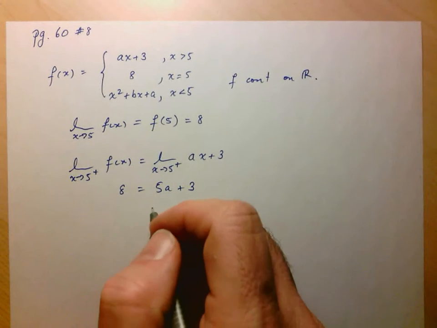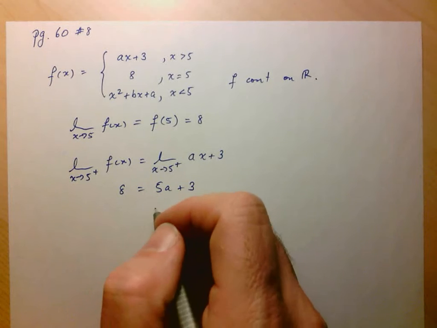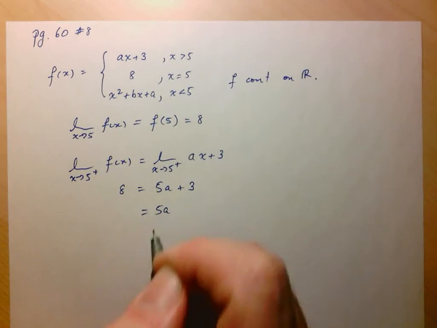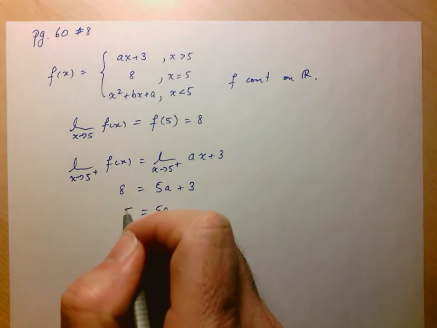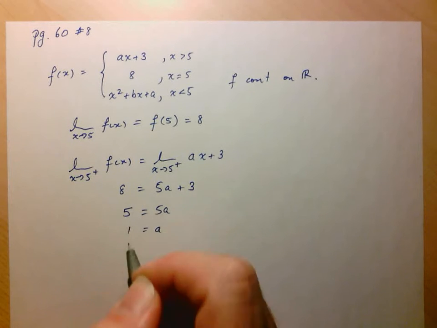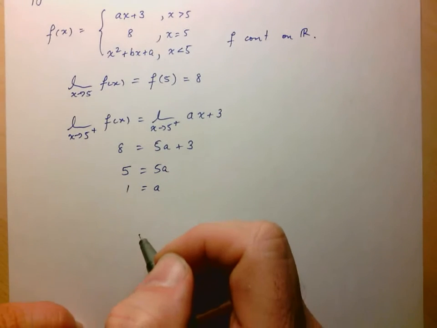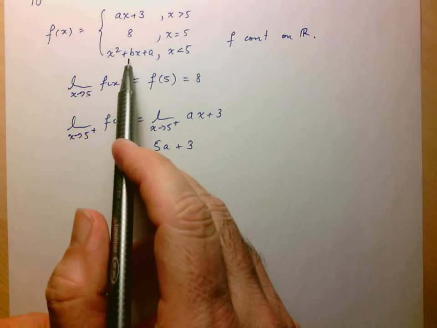So from here we can determine the value for a because that's the only variable in there. To bring the 3 to the other side, we just have 5a equals 5, so a is equal to 1. Now we still have to determine the b value.